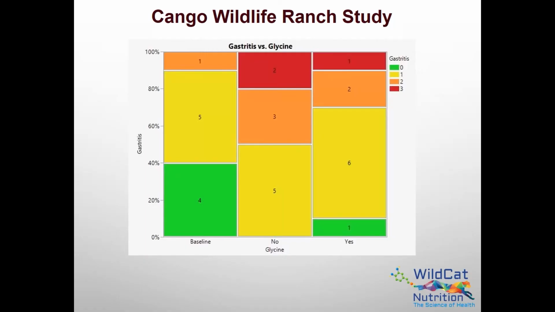What we found was that the baseline was really good. Of the cheetahs, 5 had a grade 1 and 1 had a grade 2. The rest had no gastritis at all. Then of those that continued with no glycine, 2 developed a grade 3 gastritis and 3 developed grade 2 gastritis, so all of them basically had some level of gastritis. In the group that were given glycine, it was slightly better, but you can still see there's 1 that has got to grade 3 and 2 that have grade 2 gastritis. So better, but not nearly what we had at the baseline.